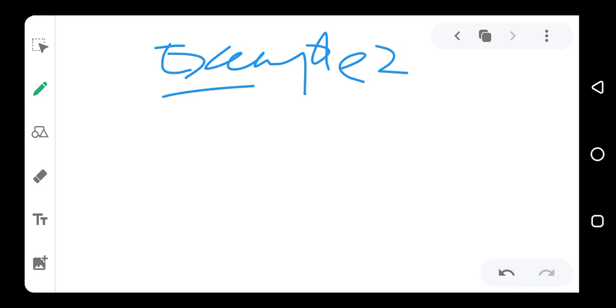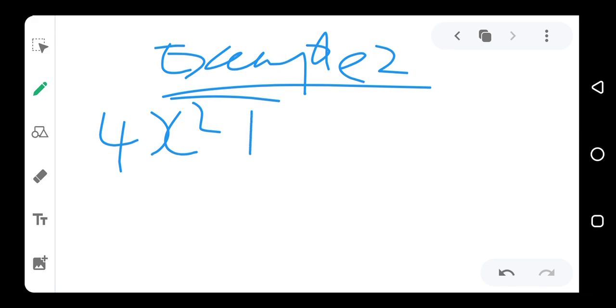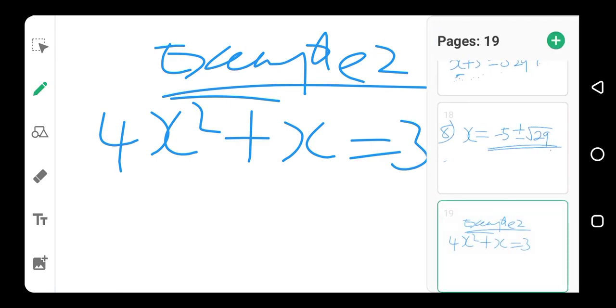Now, example 2. If we are given a value like 4x squared plus x is equal to 3, and we are asked to solve this quadratic equation using the completing the square method. Now, solution.